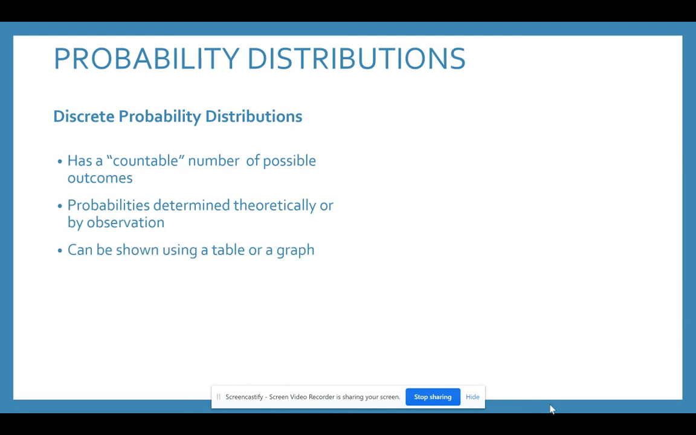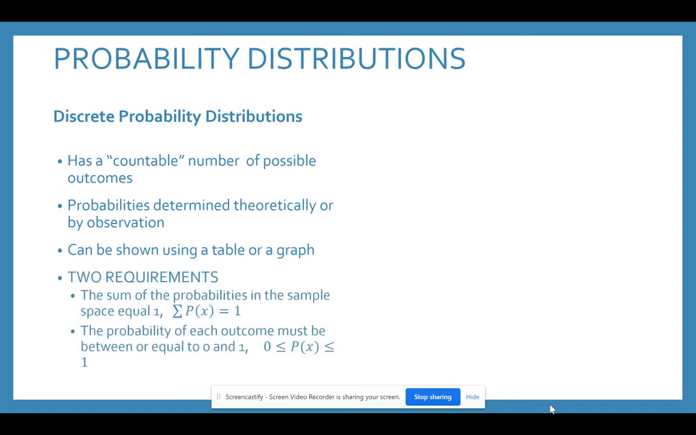Again, we can represent that discrete probability distribution either in table form or in a graph form. But the primary characteristics of a discrete probability distribution, I guess there's really 3. One is you have that countable number of possible outcomes.